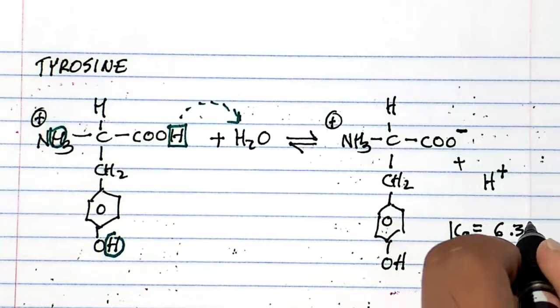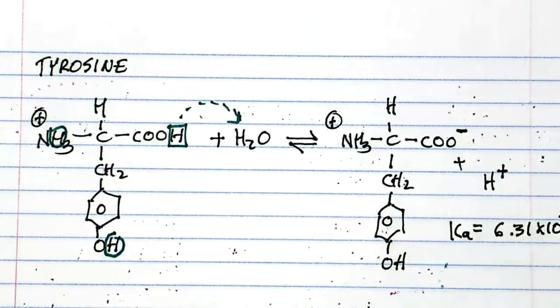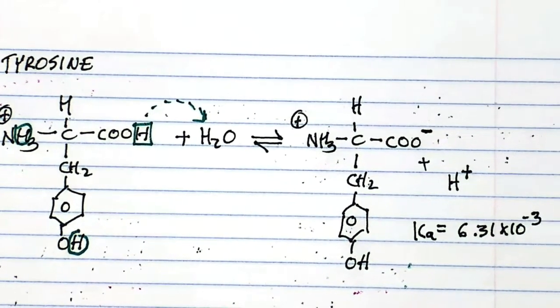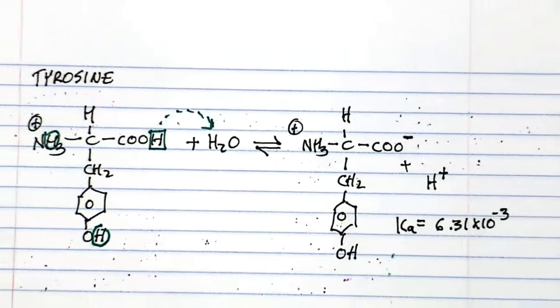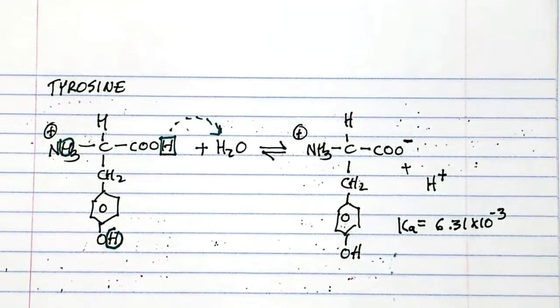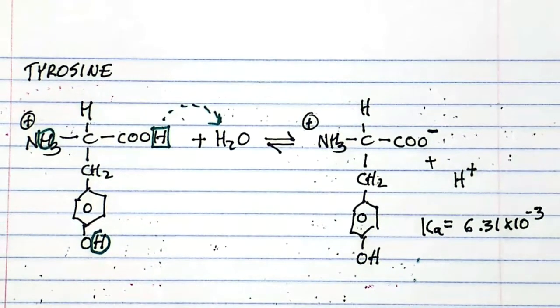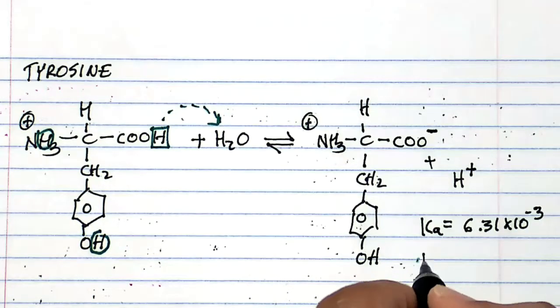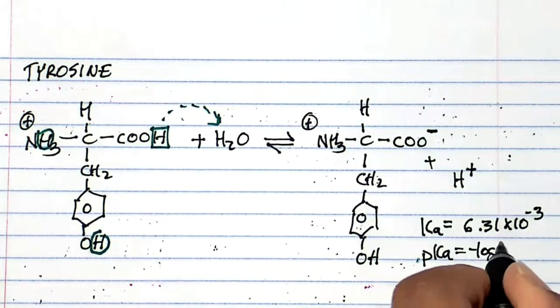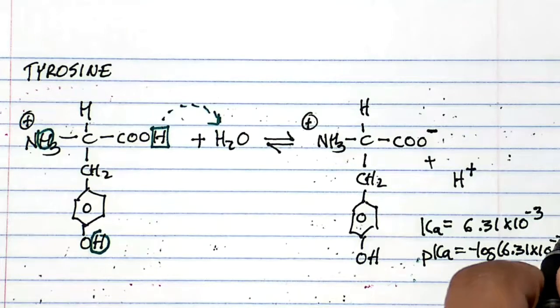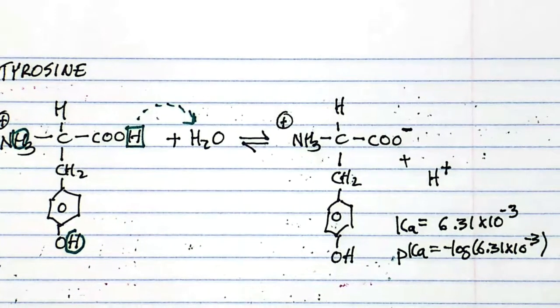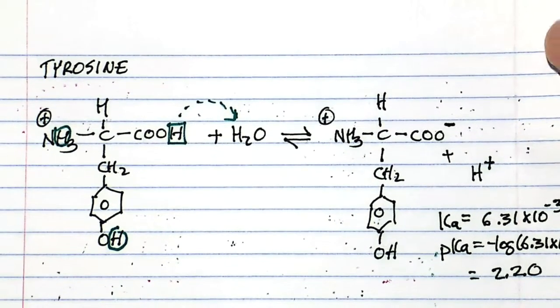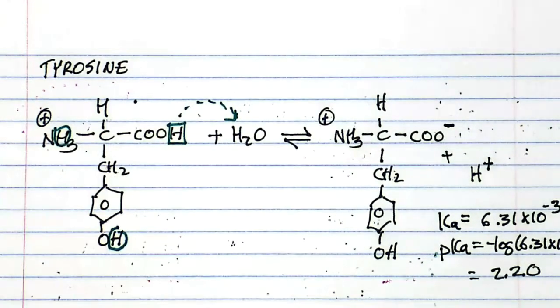to the minus 3. So we don't memorize Ka's and we don't memorize pKa's. There's no reason to memorize them, because these are values that you just look up in a textbook. When I found the Ka for this reaction, I did the minus log of that to get the pKa, and doing that math, I got 2.20. So the pKa for this proton is going to be 2.20.